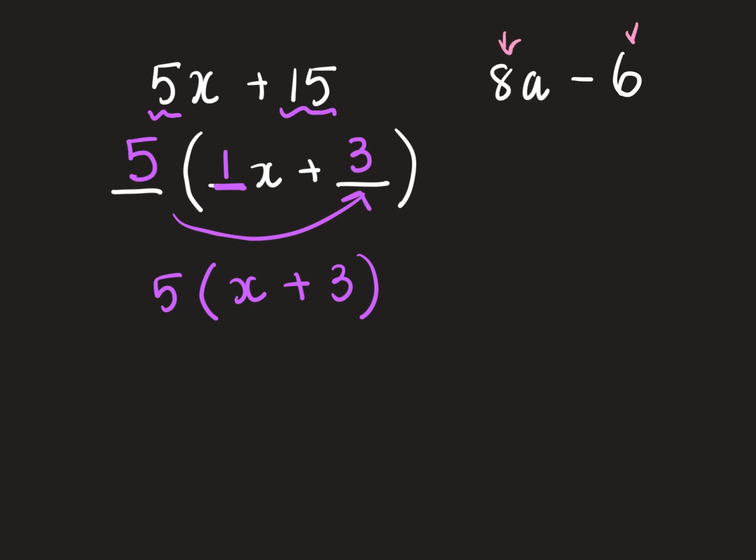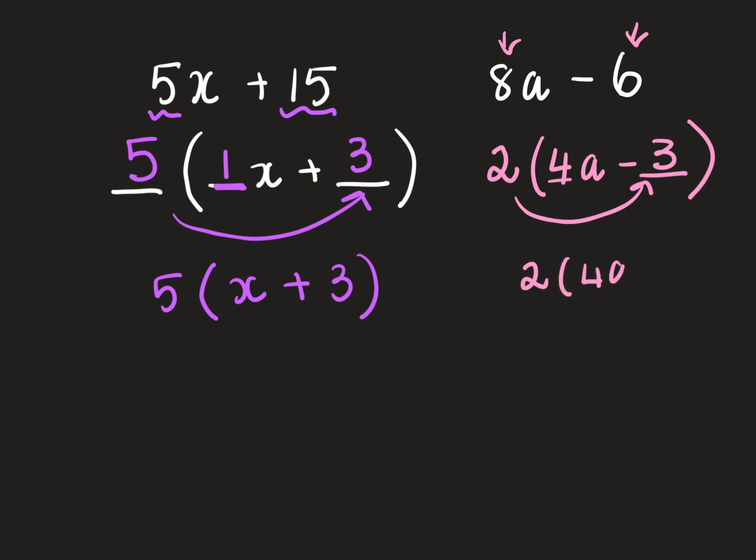What about this second one? 8 and 6. What have they got in common? Well, they're both even numbers, so I'm going to put a 2 out the front. It's 2 lots of how many a's minus what there? Well, 2 times 4 is 8. 2 times what is 6? 2 times 3 is 6. So 8a minus 6 is equal to 2 lots of 4a minus 3.